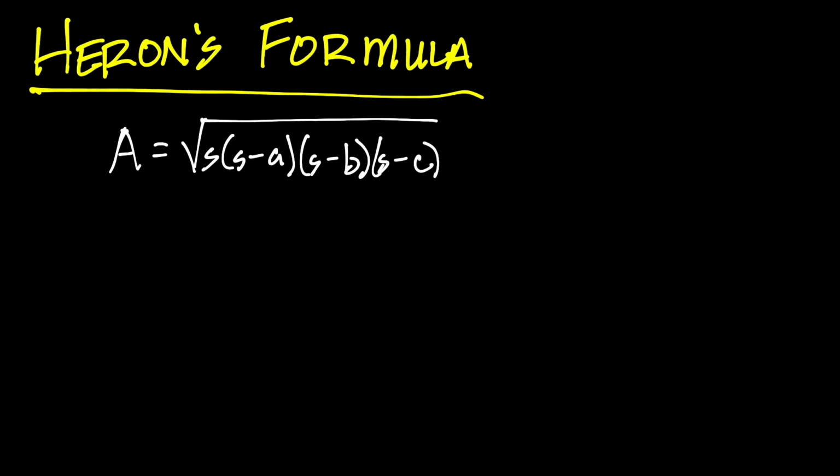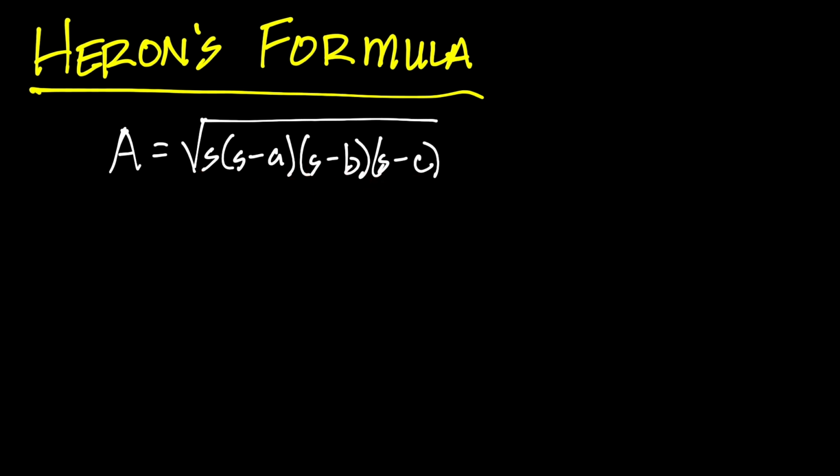Heron's formula is a formula to calculate the area of an oblique triangle. We derive it from the law of cosines, but it goes like this. Here's the formula. The area equals, well, all this business here. S times S minus A times S minus B times S minus C.